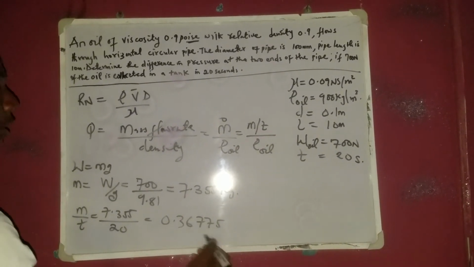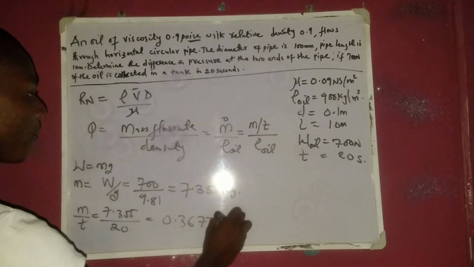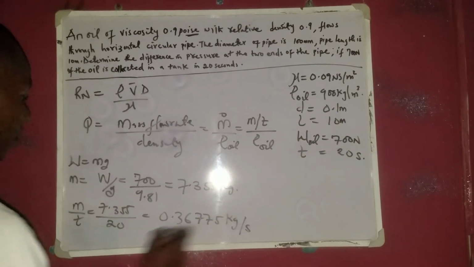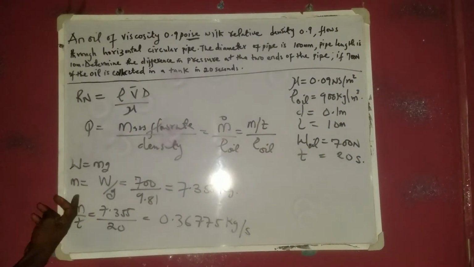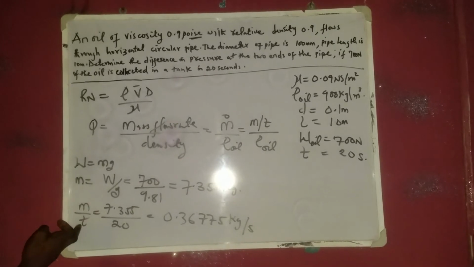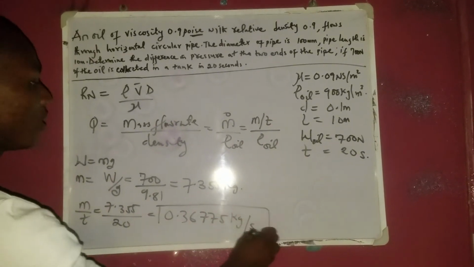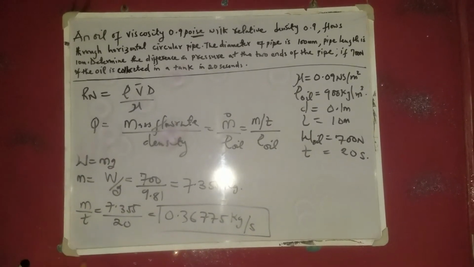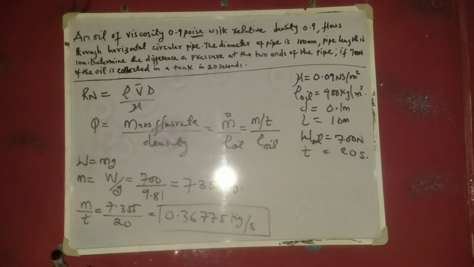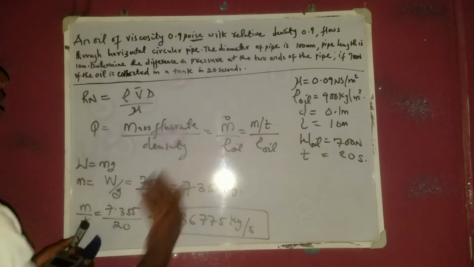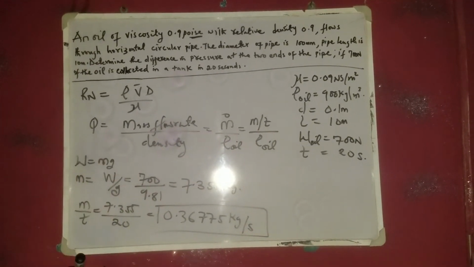Now, the unit will be in kilogram per second. Remember, because the formula was mass over time, so mass is kilogram and time is second. So the unit will be what? Kilogram per what? Second. So that's the value for mass flow rate. So we'll input the value here in order for us to get our discharge.